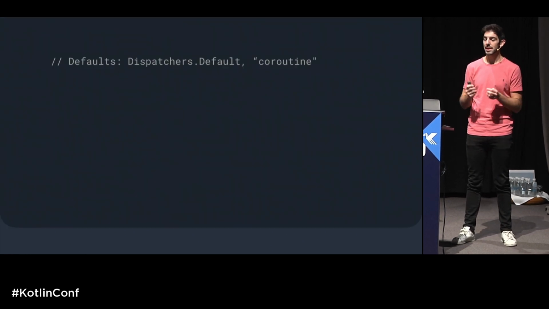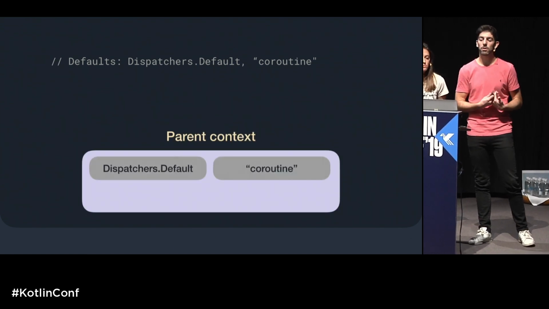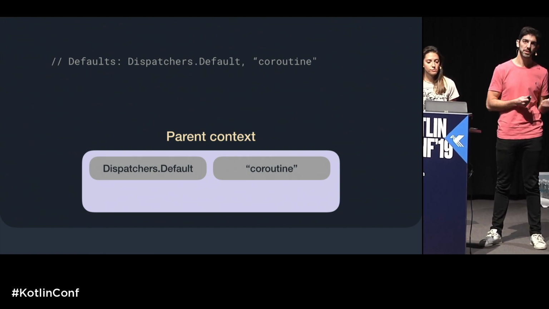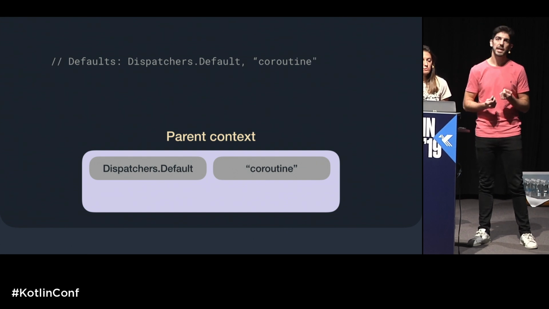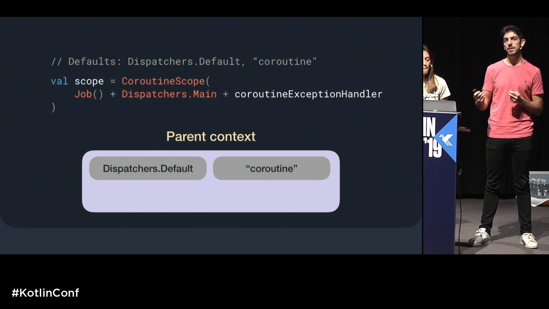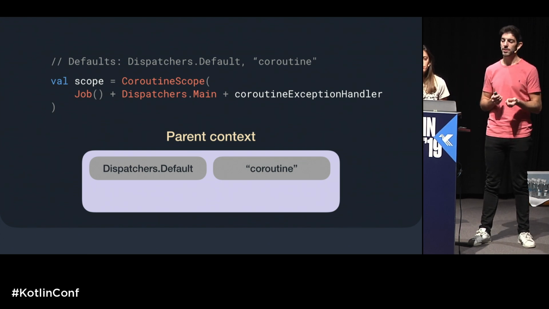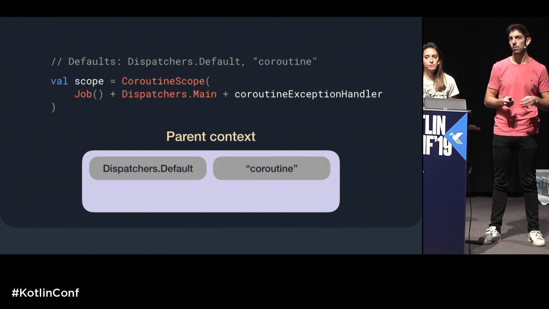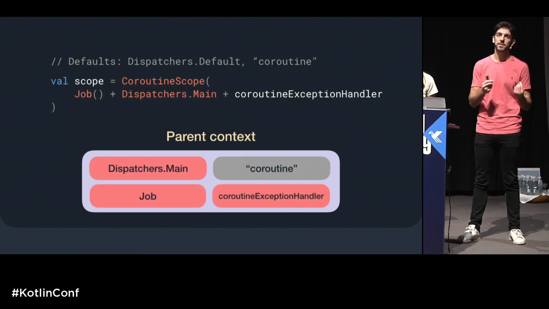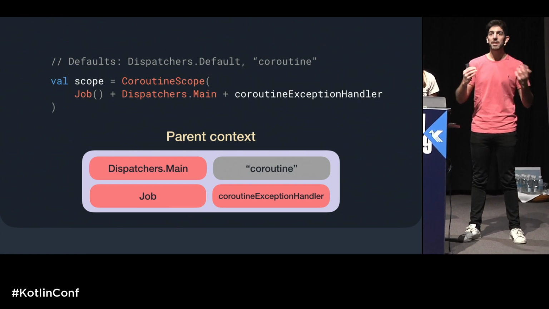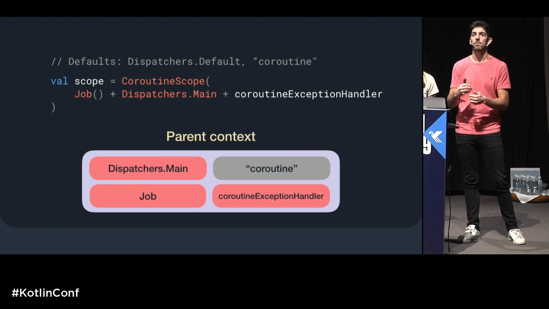So by default, if you don't specify any context, and there is no parent context, your coroutine will come up with this parent context. It has the Dispatchers.Default and the coroutine name. It's good for debugging. But now let's say we create a new scope, and we pass in this coroutine context as a parameter. So we have a job, Dispatchers.Main, and a CoroutineExceptionHandler that we defined somewhere else. And those are going to become the elements in the parent context for any coroutine that you create out of that scope, at least if you don't otherwise override them.